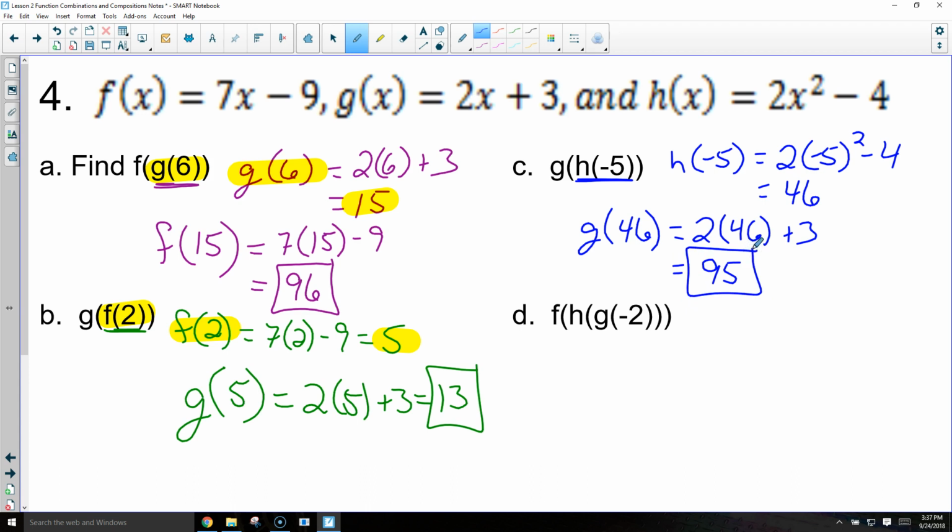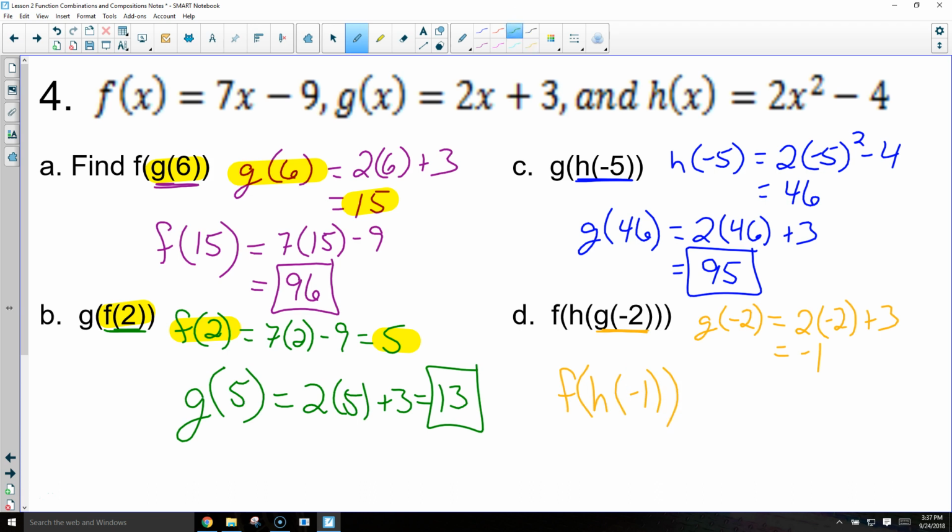All right, the last one looks a whole lot uglier. So we just start off in the very inside. So we find g of negative 2. G of negative 2 is 2 times negative 2 plus 3. So that's negative 4 plus 3 is negative 1. So now I'm going to plug that in for g of negative 2. So I now have f of h of negative 1. I just replaced that g of negative 2 with the negative 1.